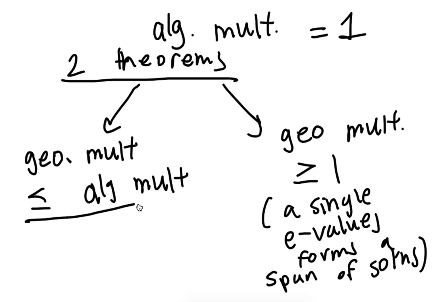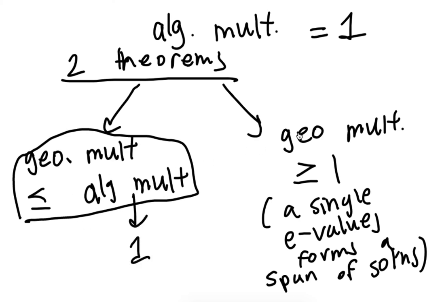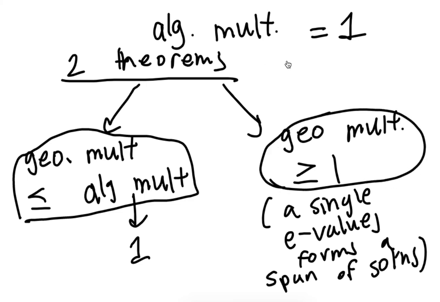So combining this, geometric multiplicity less than or equal to algebraic multiplicity, which is 1 in this case, and geometric multiplicity has to be greater or equal to 1, we can conclude that whenever we have an eigenvalue that has an algebraic multiplicity of 1, it means the geometric multiplicity has to be 1. And that will save us a lot of time when we reach case 2.